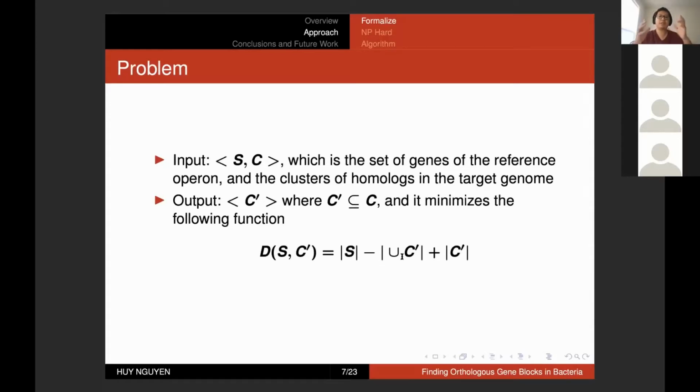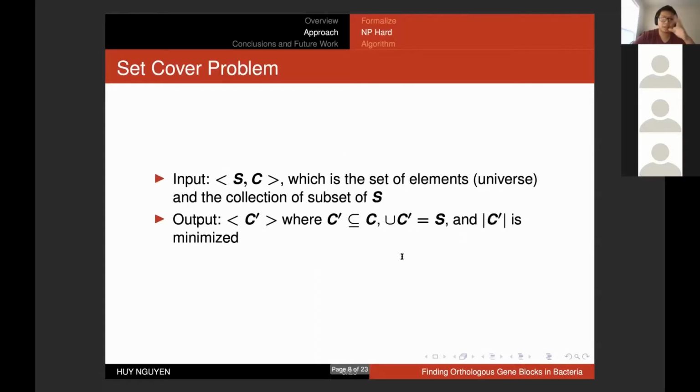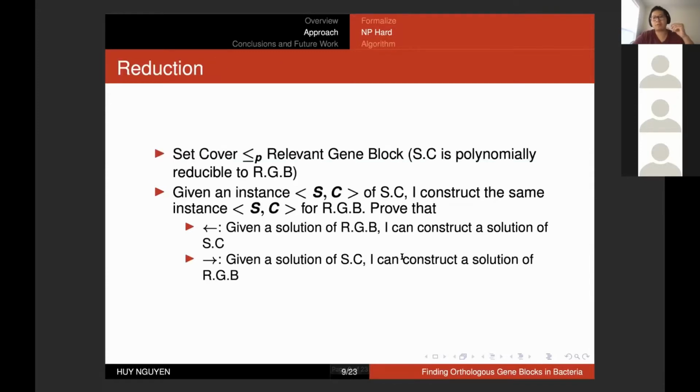This function is basically the summation of the size of C prime and the number of elements in S that were not covered by C prime. If you're familiar with the set cover problem in computer science, this is pretty similar. The set cover problem, just to state it, is given a set of elements, or universe S, and a collection of subsets of S. Then we want to output C prime so that C prime covers S, and also the size of C prime is minimized. We'll show that our problem is NP-hard by reducing it to set cover.